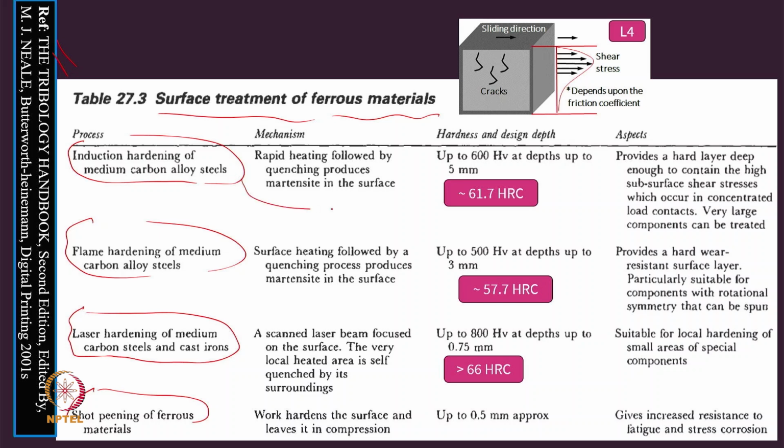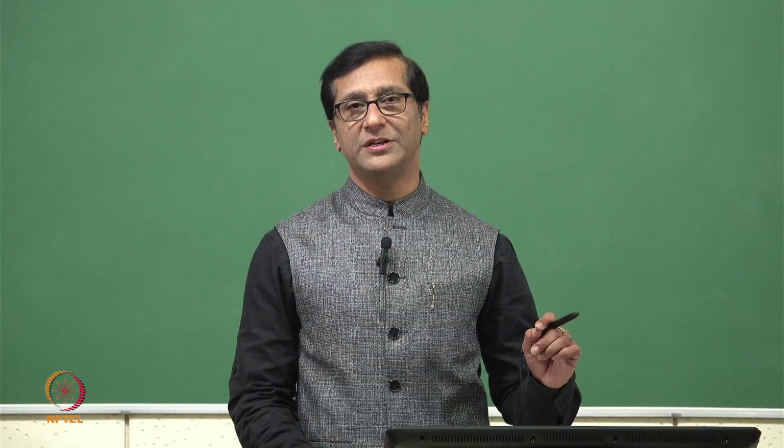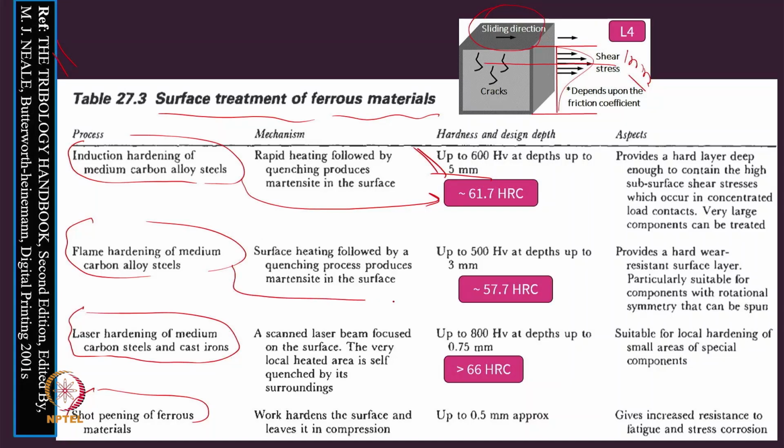Coming to the induction hardening, we can get something like 61 HRC hardness up to a depth of 5 mm. And this is particularly important because in lecture 4 we understood that under the contact stresses and the sliding direction, the maximum shear will occur between and below the surface. Now, if this below surface is 1 mm or maybe 2 mm, then this kind of treatment will be very important. Otherwise, the surface will suddenly get delaminated and the substrate will be exposed. Coming to the flame hardening, which gives a lower hardness and lower thickness also. So we need to see which one will be more useful.